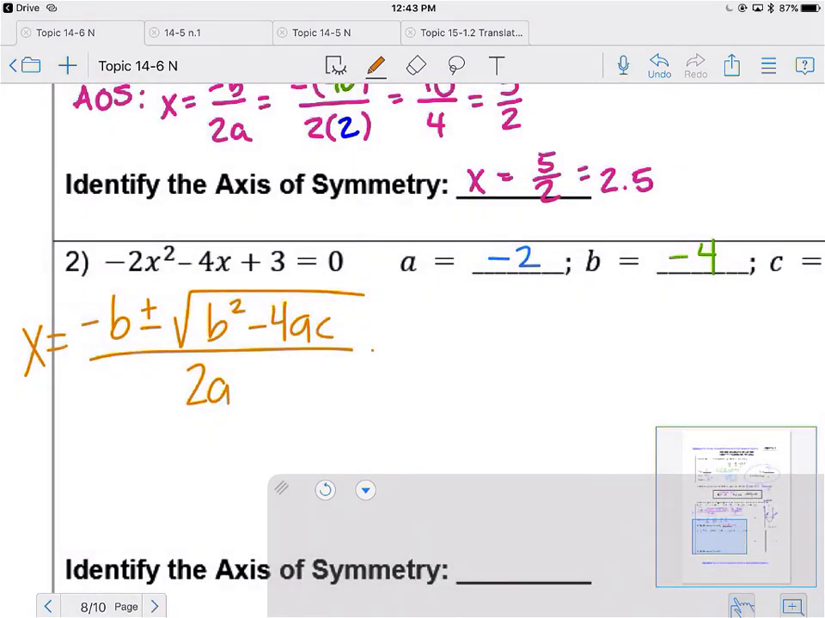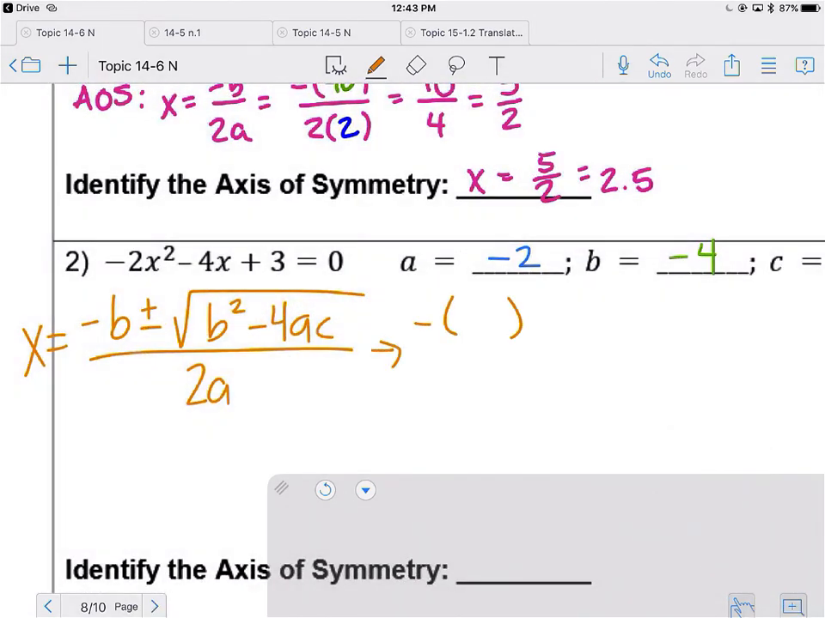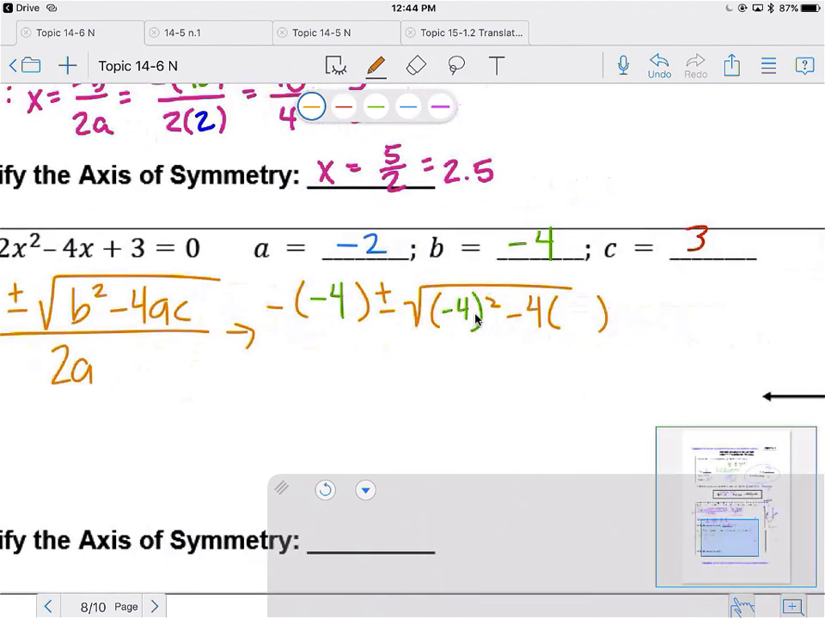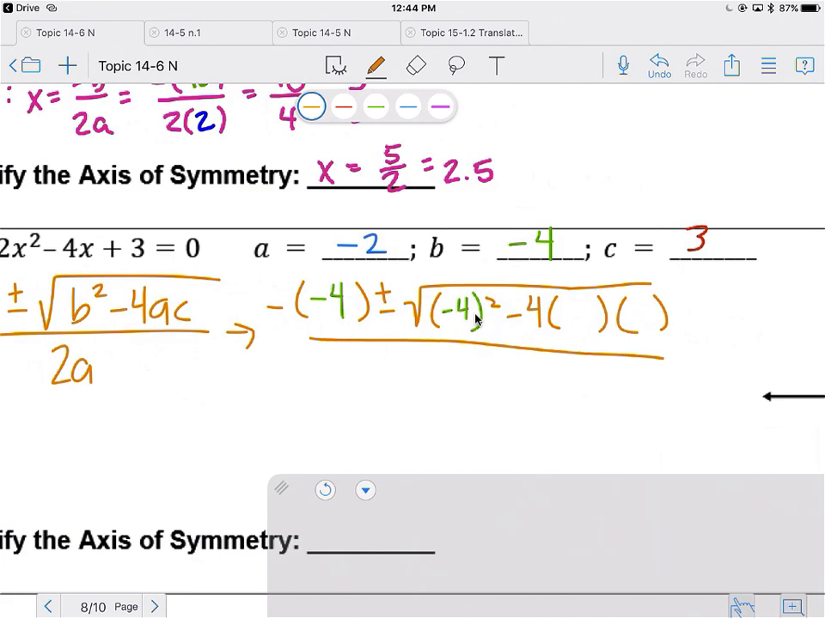Okay, so here's what happens. We have the negative of b. b is negative 4. Every time I plug in a number, I put it in parentheses to make sure I'm plugging it in correctly. So negative parentheses b plus or minus the square root of b squared minus 4ac. A is negative 2. C is 3. All over 2 times A.